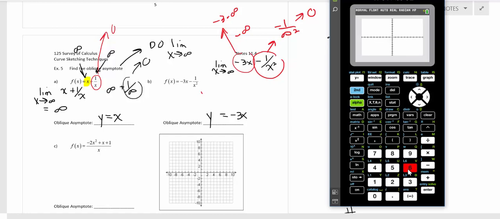Okay, let's see what happens. The blue is the graph. Okay, so here's what happens. When x goes to infinity, what's the graph doing? It's going to negative infinity, and it's getting close to that asymptote.